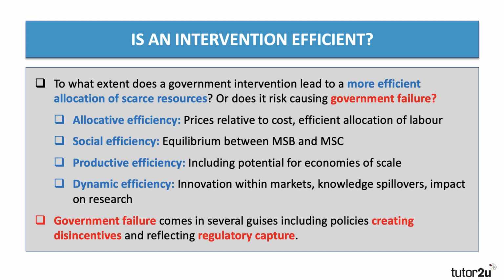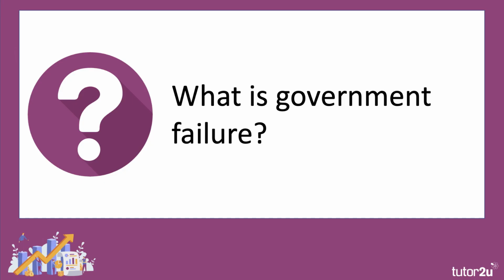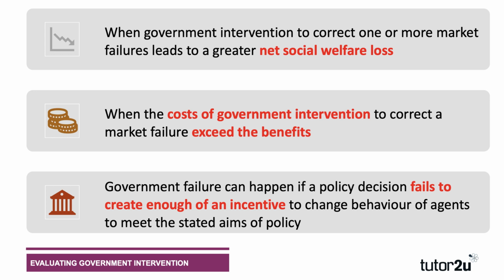Clearly, once you challenge the idea that the intervention will automatically lead to more efficiency, you're inviting a discussion about government failure. And that can come in several guises. Now, government failure is when intervention, perfectly well-intentioned, to correct one or more market failures leads to a deeper, greater net social welfare loss. In other words, you make things worse. And it's also defined as when the costs of intervention to correct a market failure exceed the benefits. Again, so you make things worse.